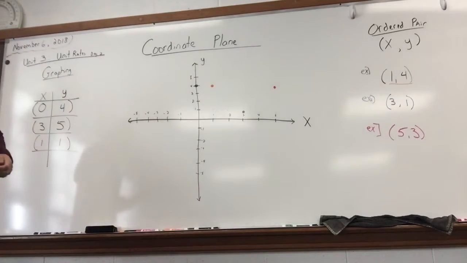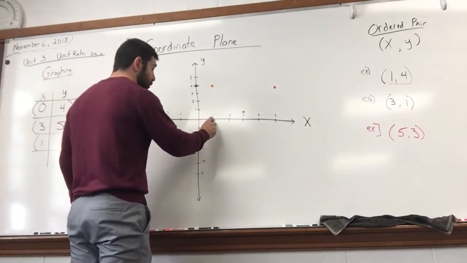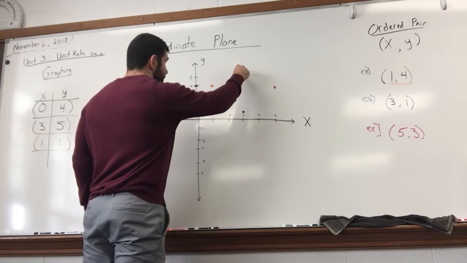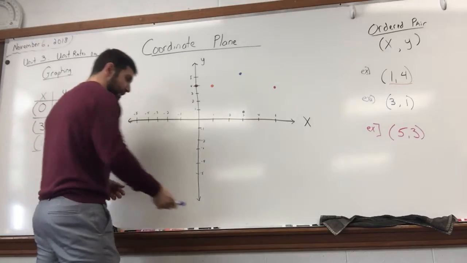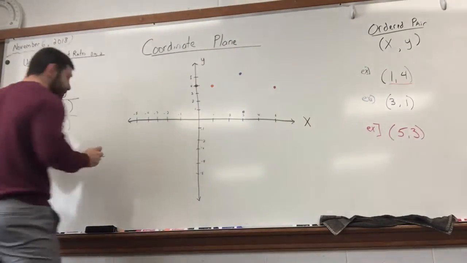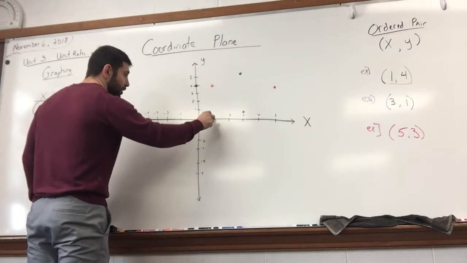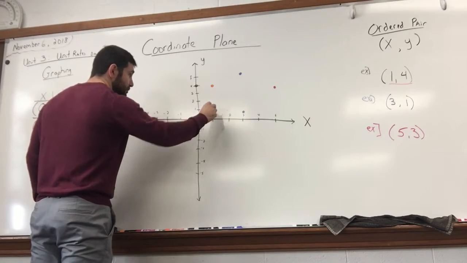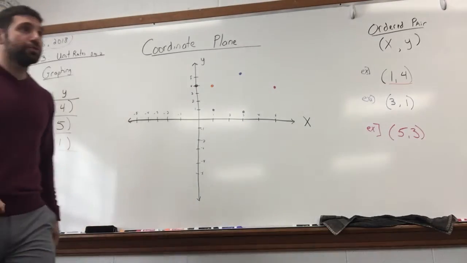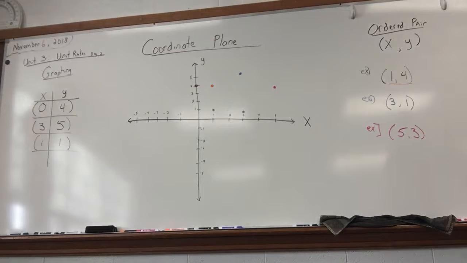3, 5. Start at the origin. Go over 1, 2, 3, up 1, 2, 3, 4, 5. Last but not least, use this dark green, 1, 1. Start at the origin. Over 1, up 1. There we go. This is using a coordinate plane, using a T-chart, using ordered pairs to graph. Questions on these?